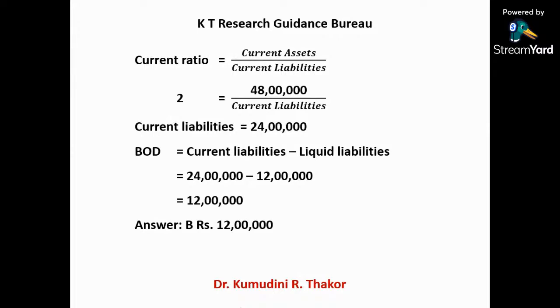So in this question, what we did first: the ratio is available. With the help of that and the formula, we find out one figure, that is current liabilities. And we know bank overdraft equals current liabilities minus liquid liabilities. So current liabilities you find out 24 lakhs and liquid liabilities are 12 lakhs. 24 lakhs minus 12 lakhs is equal to 12 lakhs. So right answer is 12 lakhs.